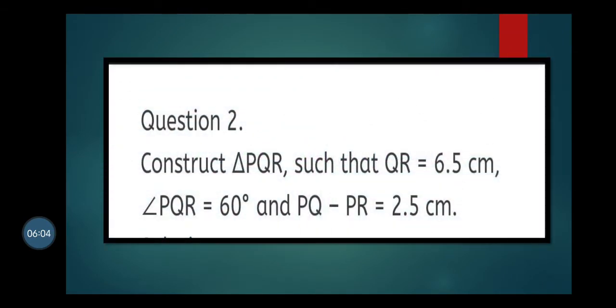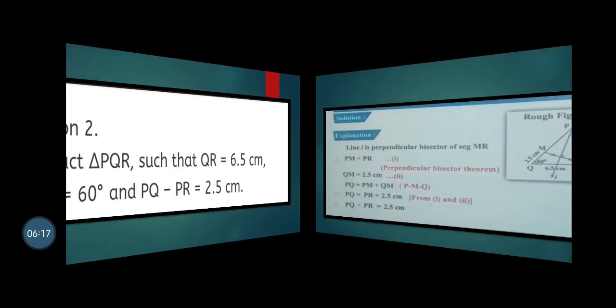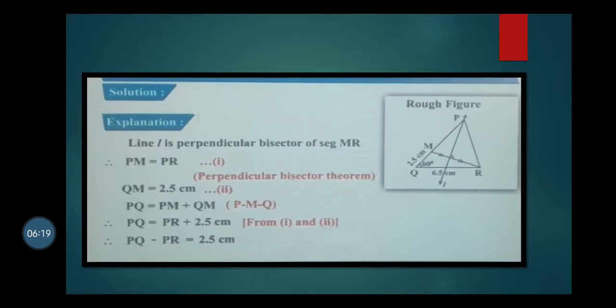Question number 2. Construct triangle PQR such that QR is equal to 6.5 centimeter, angle PQR is equal to 60 degree and PQ minus PR is equal to 2.5 centimeter. Line L is perpendicular bisector of seg MR. Therefore, PM is equal to PR. Reason, perpendicular bisector theorem. Let's give that equation 1.